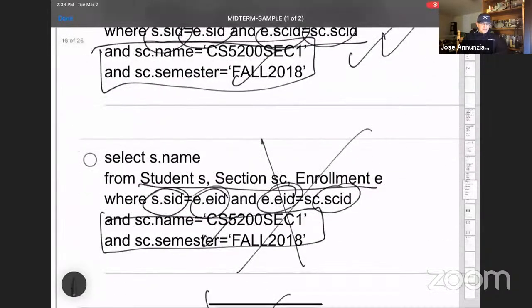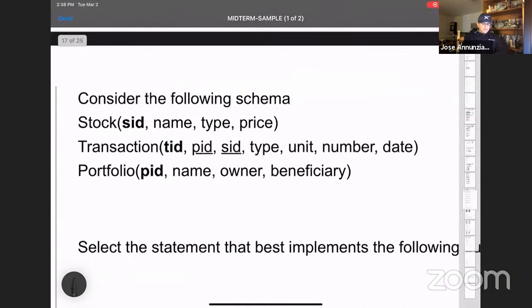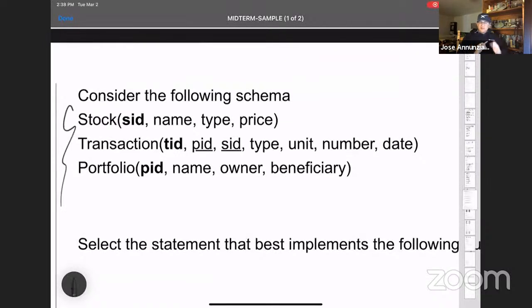All right, so this one has three tables, probably similar to the previous question, again just to practice. It looks like we have a stock, we have a portfolio, and it looks like a transaction is mapping portfolios to stocks. So transaction seems to be some kind of mapping table between the two.